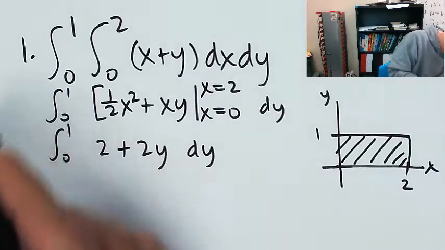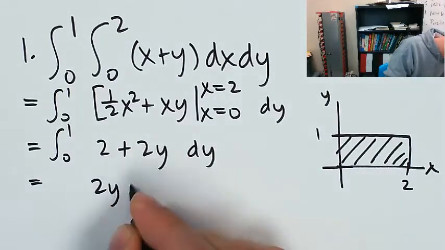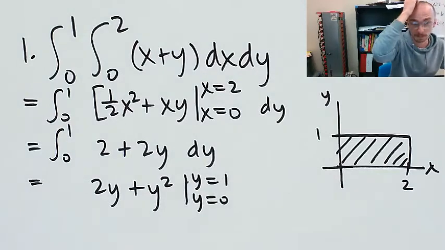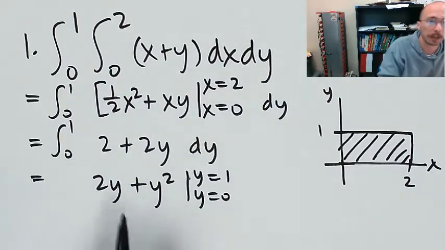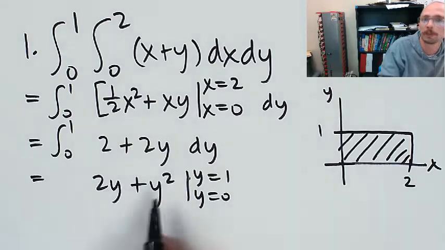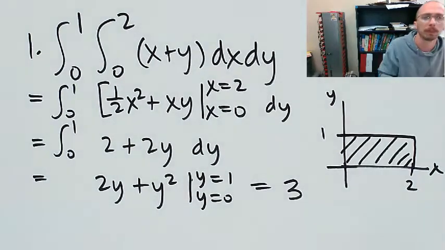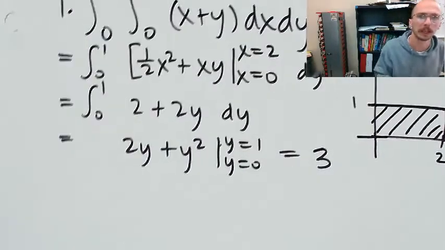And then I'm going to find an antiderivative with respect to y. Then I'm going to plug in y equals 1 and y equals 0, and I'll get 2 plus 1 minus 0 plus 0. So that's going to be equal to 3. Oh, calculator in the way. We won't be needing that.